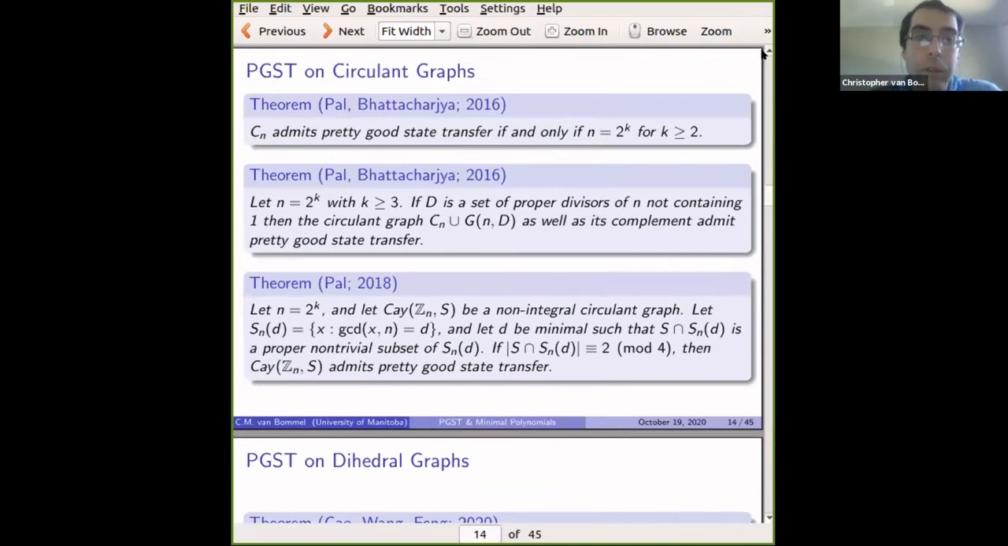And a few other examples of pretty good state transfer that I'll quickly mention are for circulant graphs. I won't go into the details on that. And additionally, dihedral graphs.